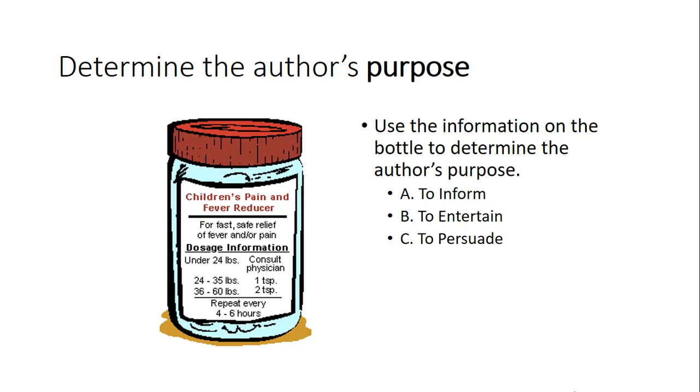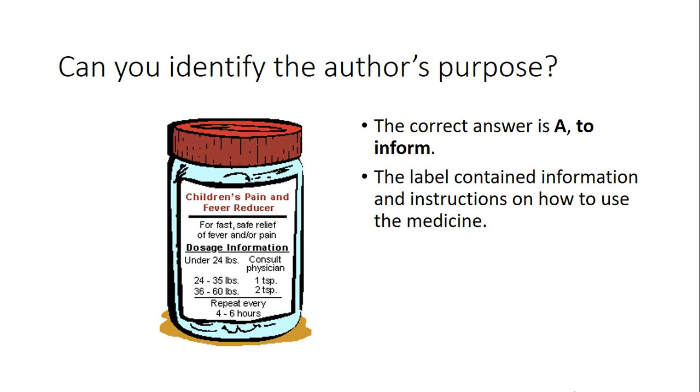So if you pick inform, you are correct. The label contains information and instructions. It tells you what is in the bottle. It tells you how to use what's in the bottle. And so all those are important. If we didn't have those guidelines, we wouldn't know the correct dosage to use. So again, a very informational piece is telling us how we need to use something.